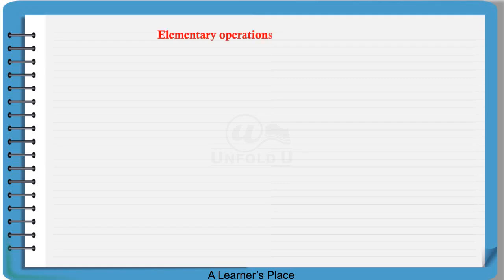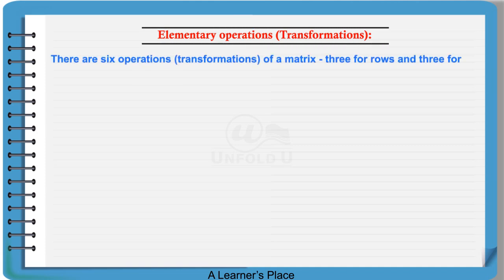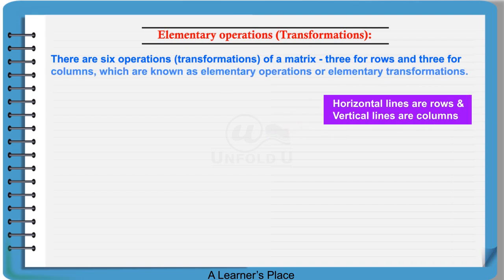Elementary operations. Transformations. There are 6 operations or transformations of a matrix, 3 for rows and 3 for columns, which are known as elementary operations or elementary transformations. First, the interchange of any 2 rows or 2 columns.